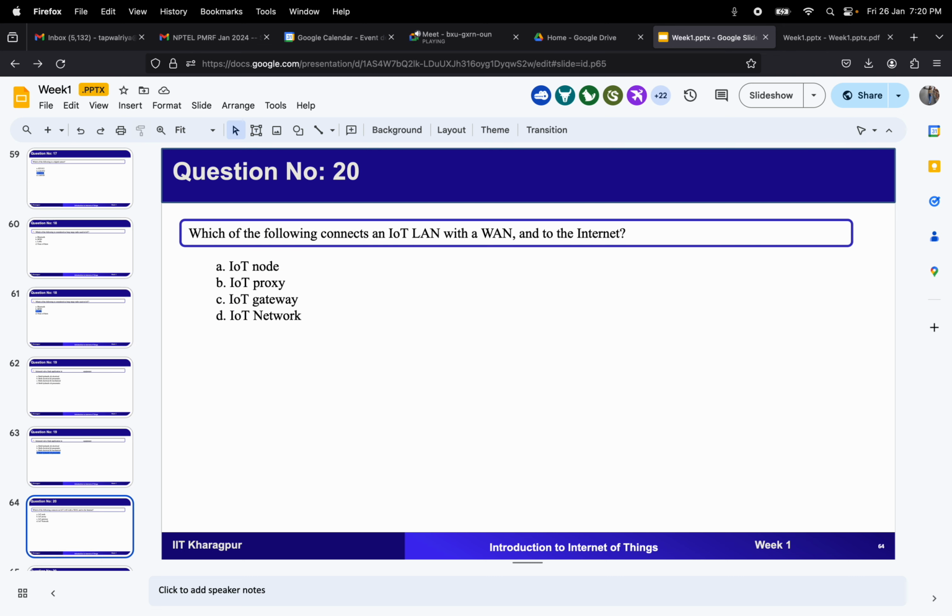Next question is, which of the following connects IoT LAN with WAN and to the internet? Options are IoT node, IoT proxy, IoT gateway, IoT network. IoT gateway, ma'am. Right, IoT gateway is the correct option. Next question is, which of the following is not a function of IoT gateways? Options are switching, firewall and VPN services, protocol conversion, none of these. The correct option is none of the above, because switching, firewall and VPN services and protocol conversion are all functions of IoT gateways.